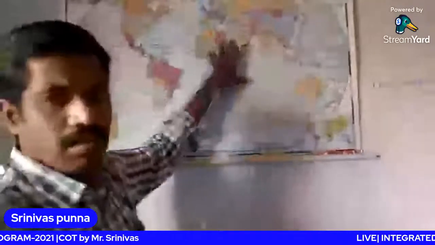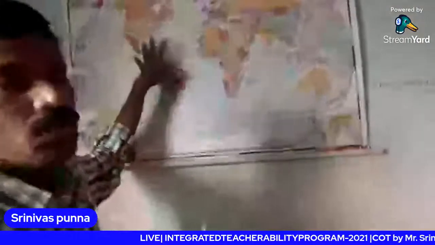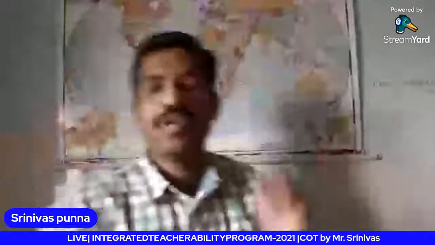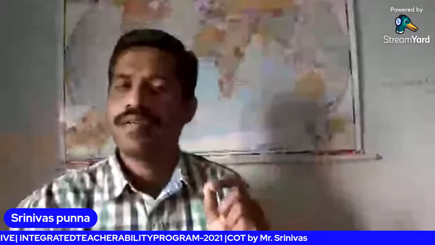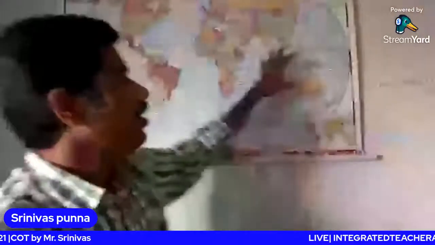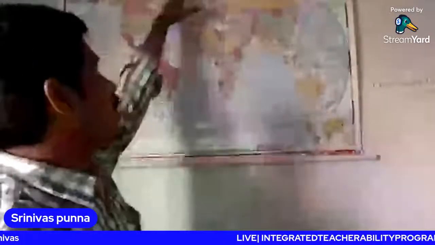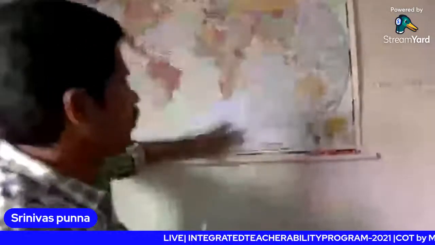Here we can see different colors. All these are known as continents. In general, the political map will tell us the various boundaries of the continents. Here we can say this is the north side, this is south.